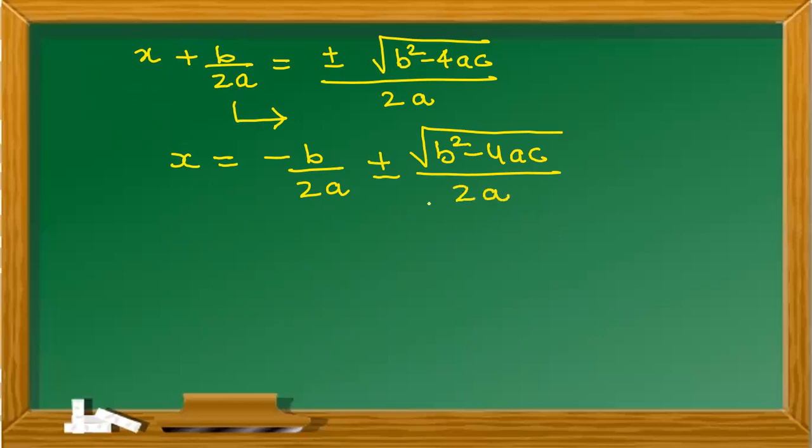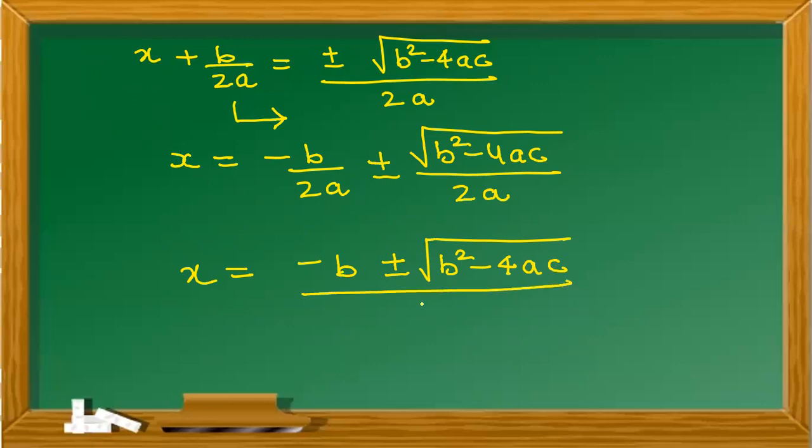Now as you can see, these two terms have the same denominator, so we can combine them. It will become minus b plus minus the square root of b square minus 4ac, divided by 2a. Now this formula will give us the roots of the given quadratic equation.